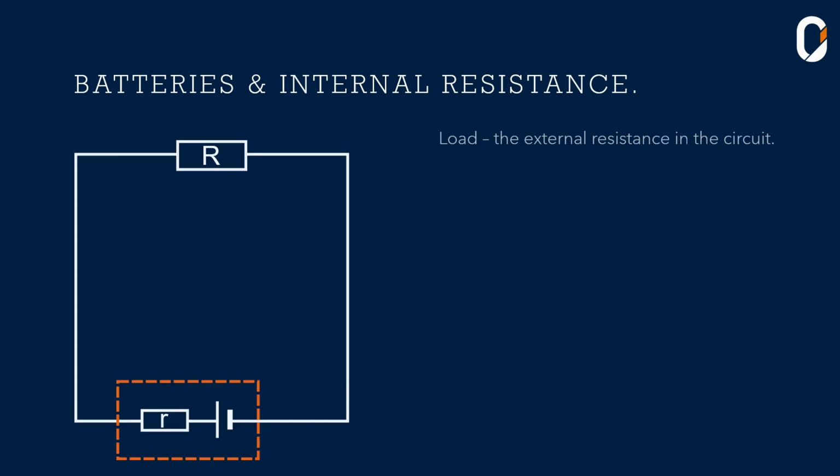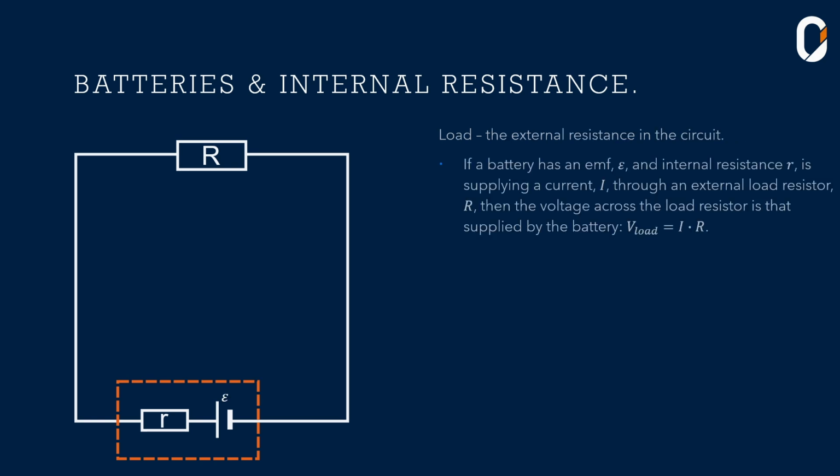Now, let's take a look at the diagram here and define a new term called load. Load is the external resistance in a circuit, represented by capital letter R. If a battery has an EMF of E and internal resistance of r and is supplying a current I through an external load resistor R, then the voltage across the load resistor is that supplied by the battery.